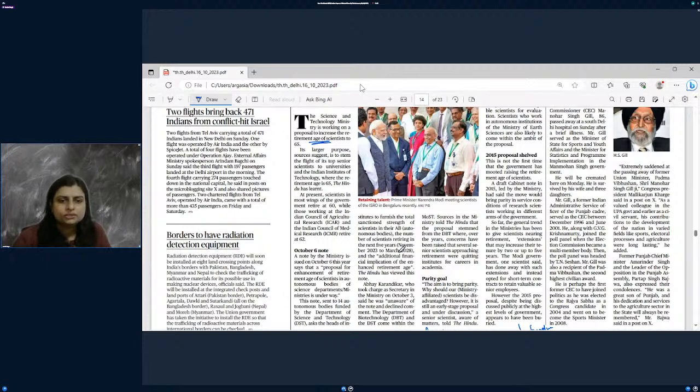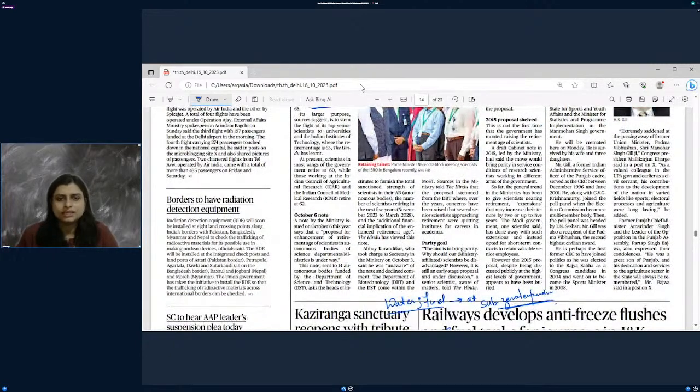Now, what else is happening? This is a note by the ministry, and what is the note saying? That it is a proposal for the enhancement of the retirement age of scientists in autonomous bodies of science departments and ministries. What they are ensuring is that the Department of Science and Technology, headed by the Institute, furnishes the total strength of scientists in their autonomous bodies. That means the number of scientists retiring in the next 5 years, and the additional financing implications of the enhanced retirement age.